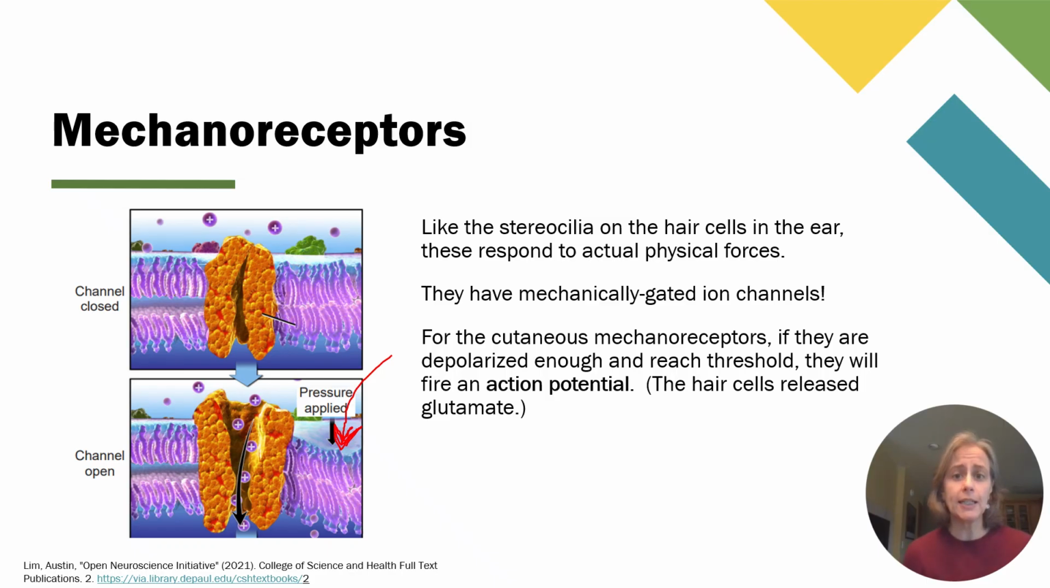So for the cutaneous mechanoreceptors, there is a little difference from the hair cells. You might or might not remember that the hair cells didn't fire an action potential. They released glutamate, and they could do so in a graded response. Not so with the mechanoreceptors, so they're going to send an action potential. If enough of their channels get opened so that they get enough ion flow and depolarize sufficiently, they will reach threshold, they will send an action potential. All or none goes through the axon.